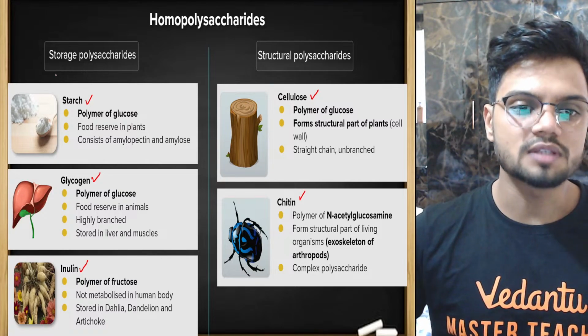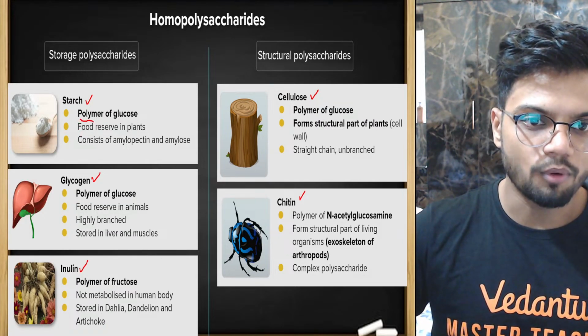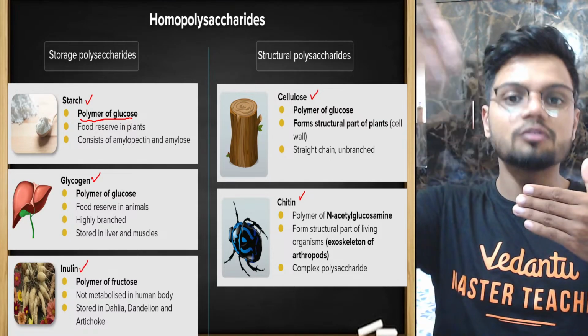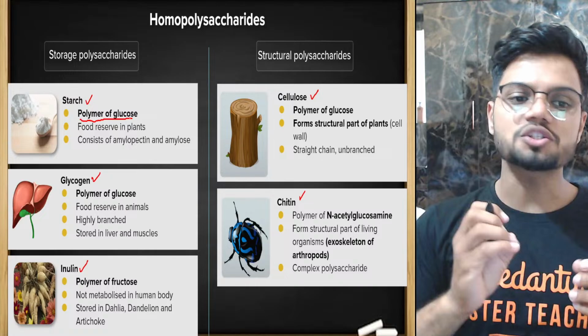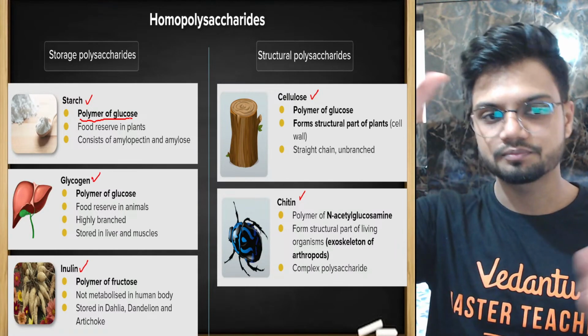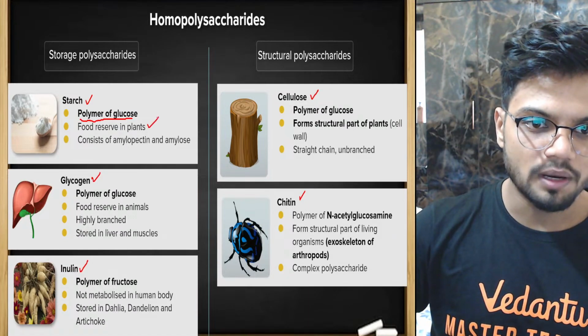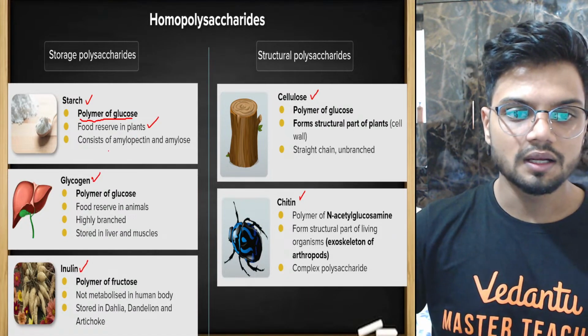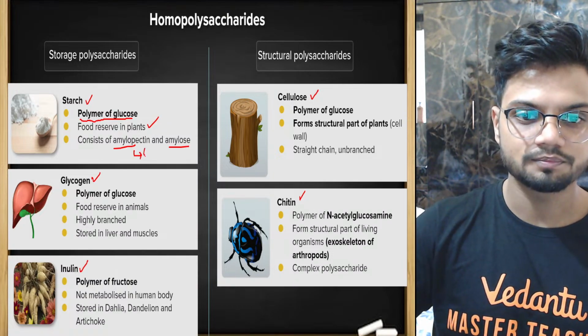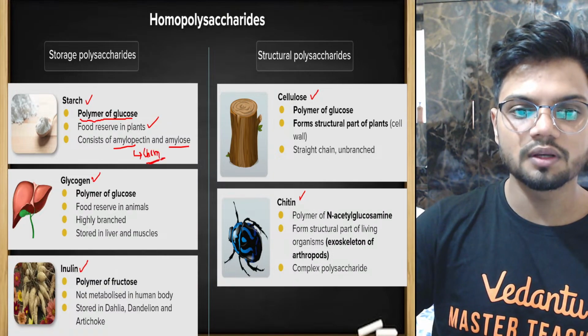Now understand here, starch is first of all a polymer of glucose, meaning starch is made up of repeating glucose units. The entire starch is made up of glucose, glucose, glucose, glucose, glucose, with alpha 1,4 linkage. The reserve food material in plants consists of amylopectin and amylose. You will learn the structure more in chemistry.